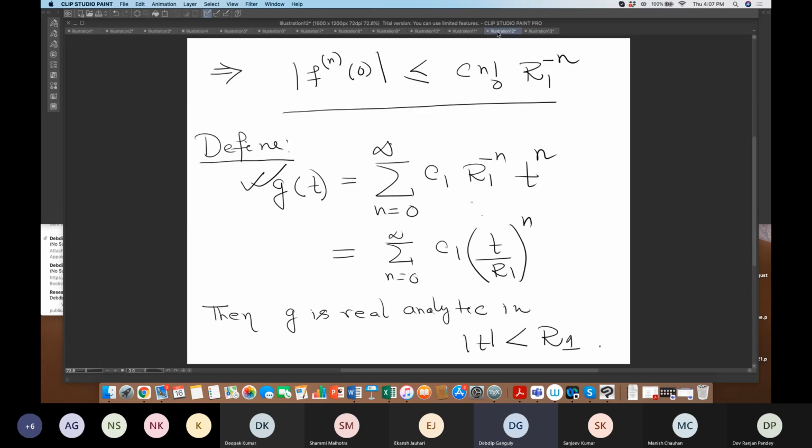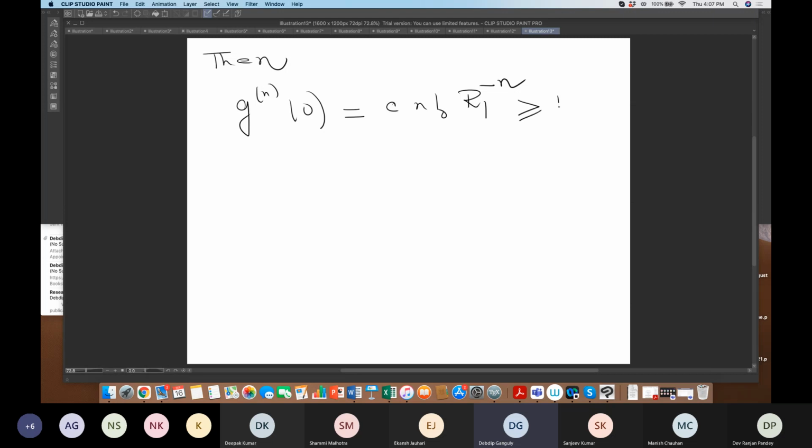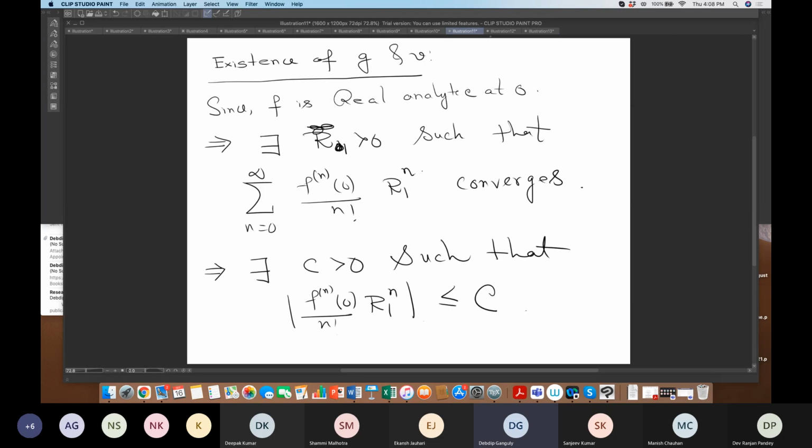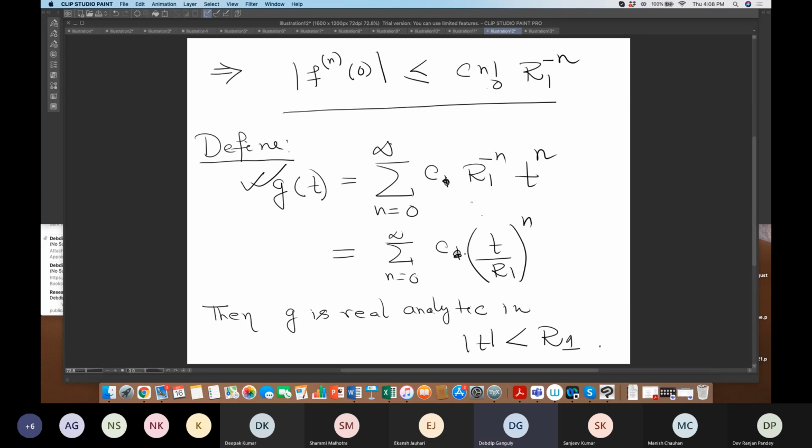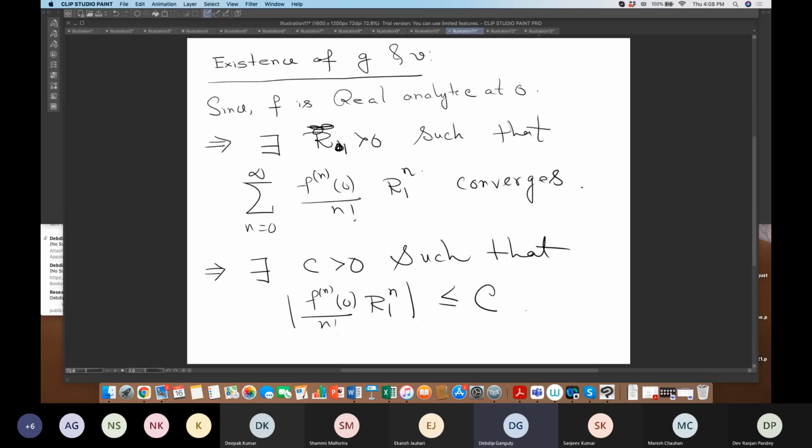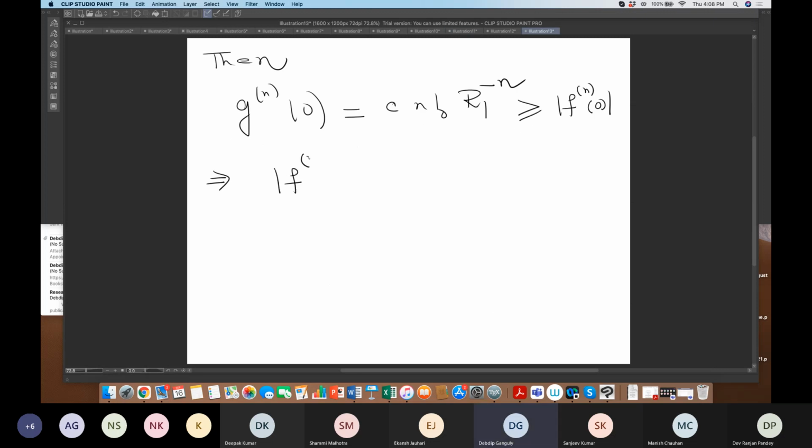And you just look at how I defined f. So this is C times n factorial R1 to the power minus n, which is greater than the nth derivative of f at the point 0. So this is greater than the modulus of the nth derivative at the point 0. This is the way we have defined it, right? So there exists a C, you take that C only, for which it is less than C. So the first statement is done. I have defined a function g such that the nth derivative of g at the point 0 is greater than the modulus of the nth derivative of f at the point 0. Clear? So it is done.